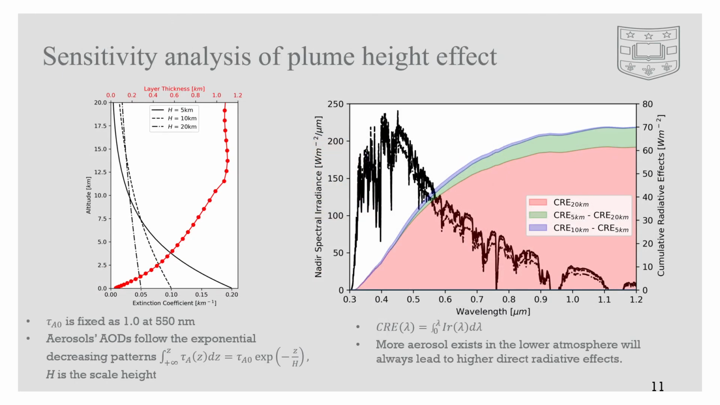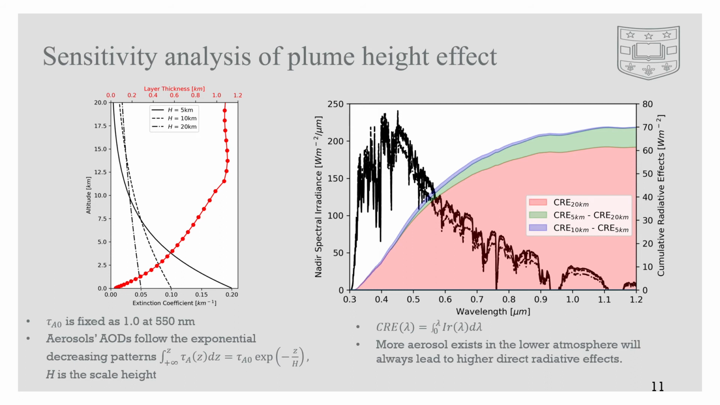We applied their observed optical properties for organic carbon to study how the wildfire plume height influences the radiative transfer in the atmosphere. In this sensitivity analysis, the column, or total, AOD of organic carbon in the atmosphere is fixed as 1.0 at 550 nanometer. The column AODs at other wavelengths are rescaled and computed based on organic carbon's optical properties.